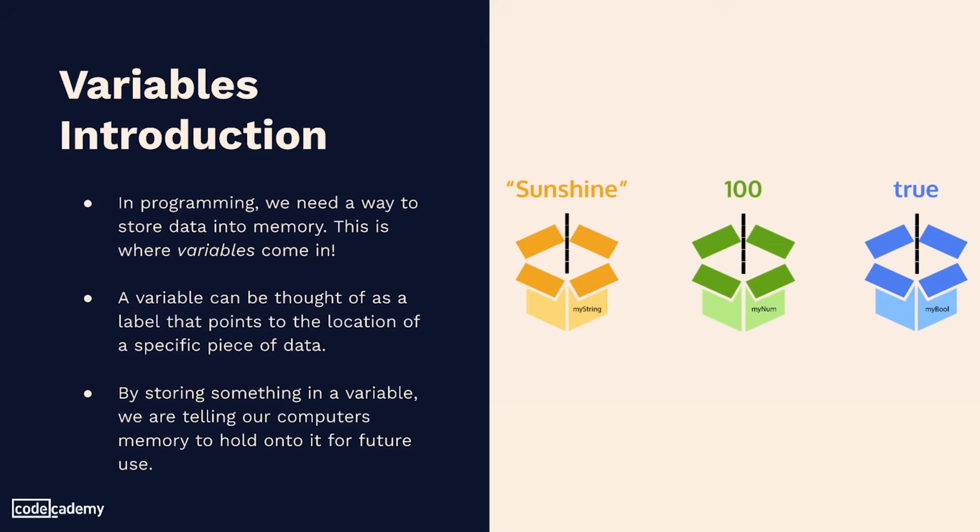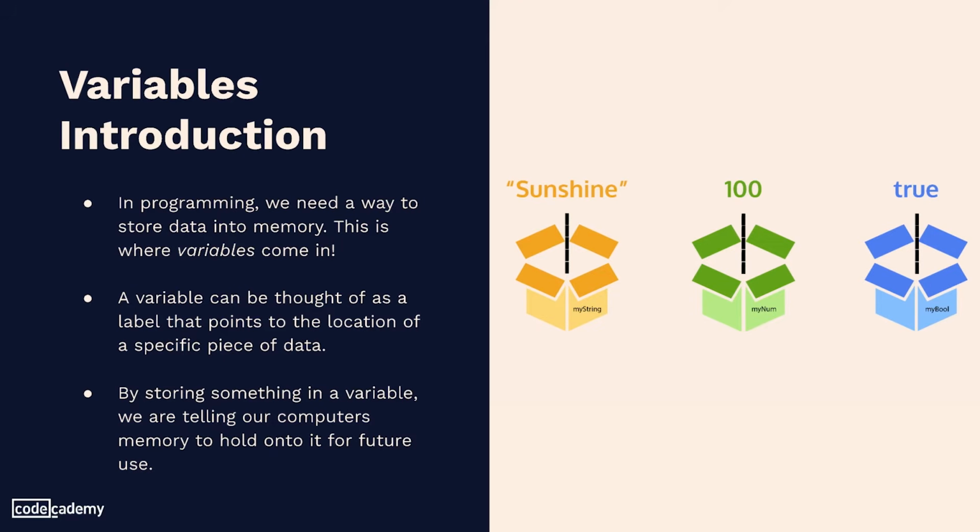The important thing to remember about variables is that variables themselves are not values. This box is not the equivalent of the value of sunshine. They contain values, and we can access the value via name, or in this case, the box's label, but they are not the value that is stored inside of them.